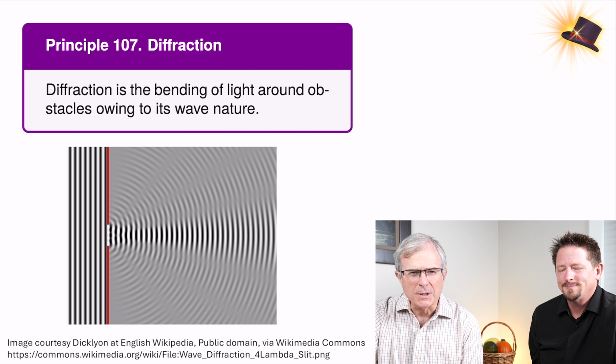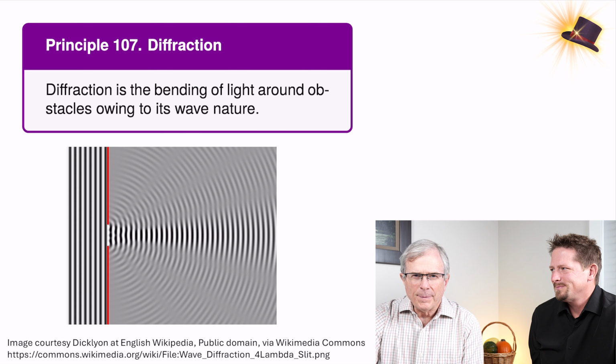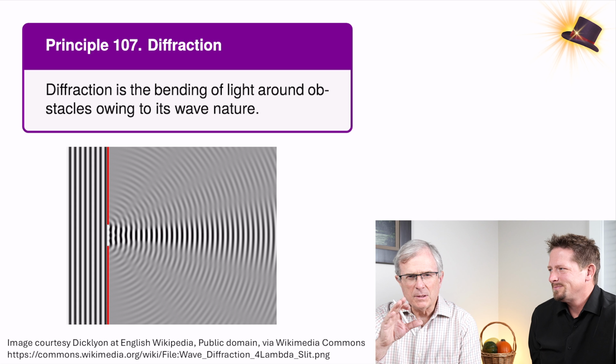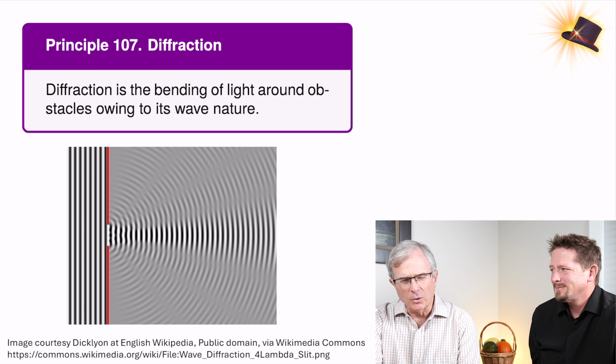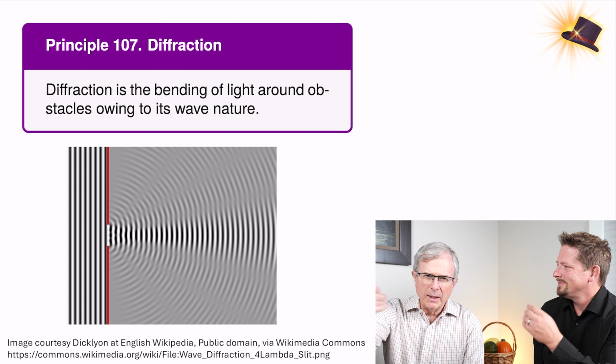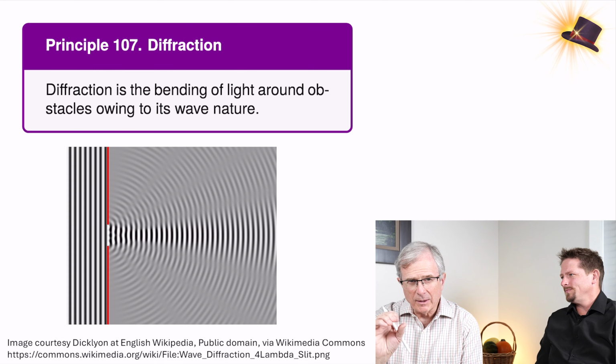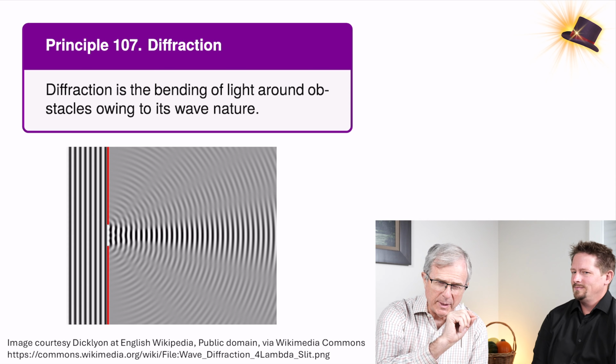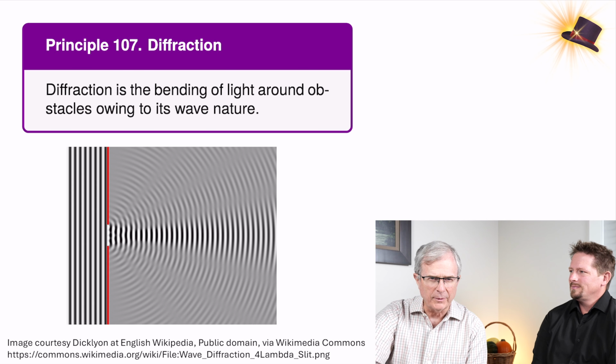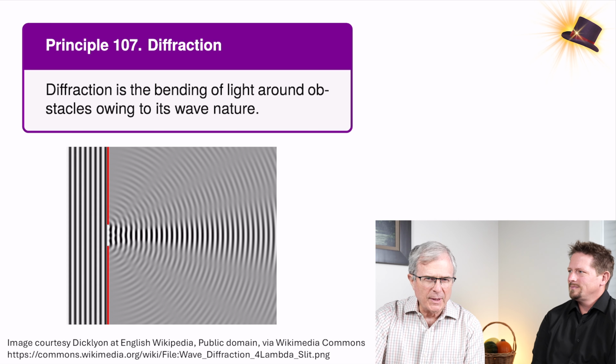Here's where the truth comes out. Diffraction means that light is going to bend around obstacles, and when light enters your telescope, it bends around this obstacle, and that disrupts the idea of a pinpoint mapping from one point to the other. So it's the bending of light around obstacles owing to its wave nature.